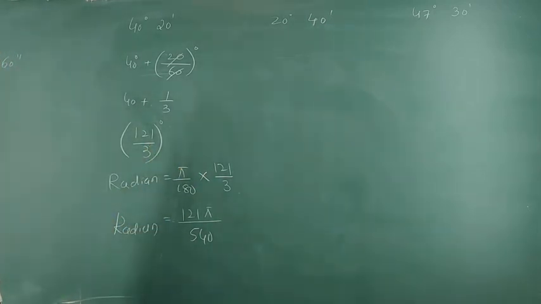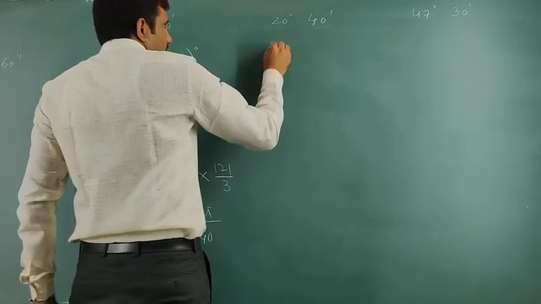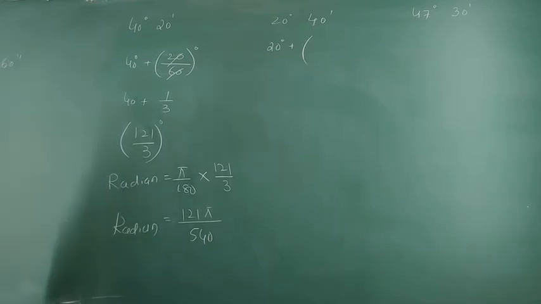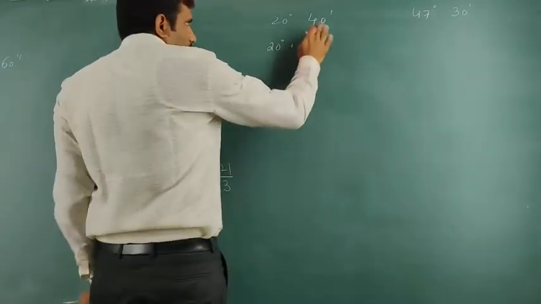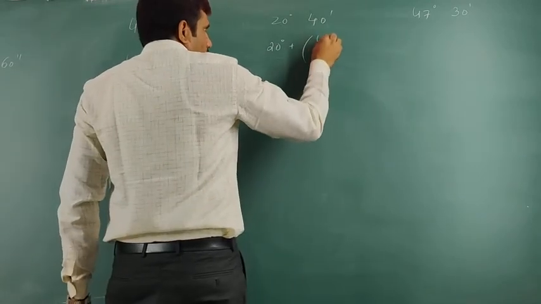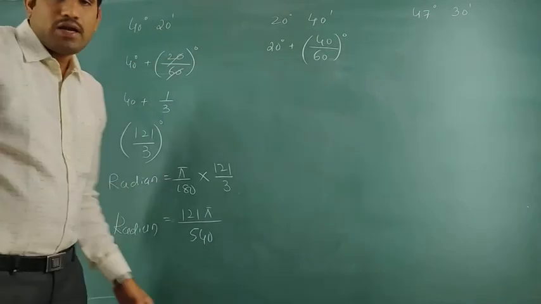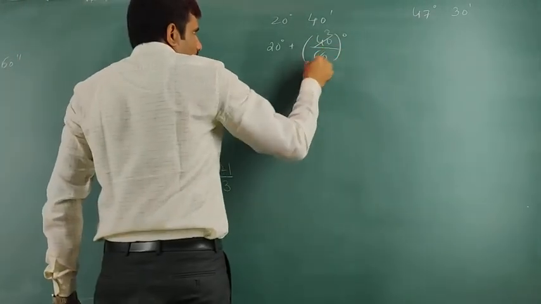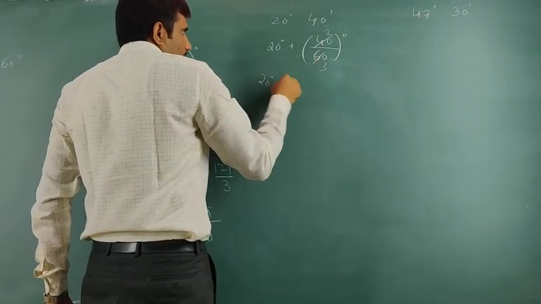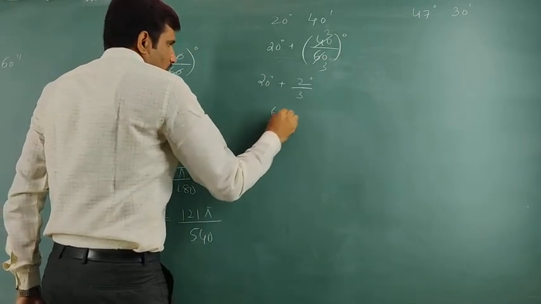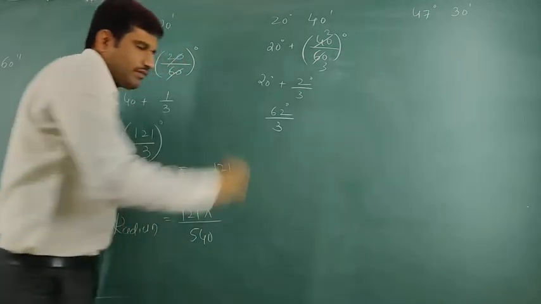Next, similarly, see here. Now it is 20 degrees. If it is in seconds, we should divide by 3600. Now 40 minutes converted into degrees, that is 40 divided by 60 degrees. That is 20 plus 2 by 3 degrees. Now 20 into 3 is 60, 60 plus 2, 62 by 3 degrees.